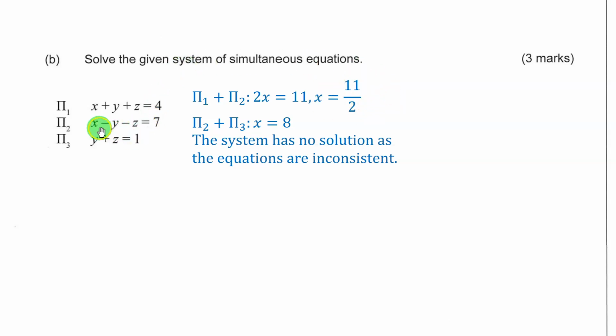And then if we add the second and third ones together, this time we're left with x is equal to 8. So that's another unique solution, which is totally inconsistent with the value we just got from the first two. Therefore, we can stop straight away and say the system has no solution as the equations are inconsistent. And that would be our reasoning. So a quick 3 marks once you've realized, but obviously you're probably going to go back and check your working a little bit because it's fairly unusual.